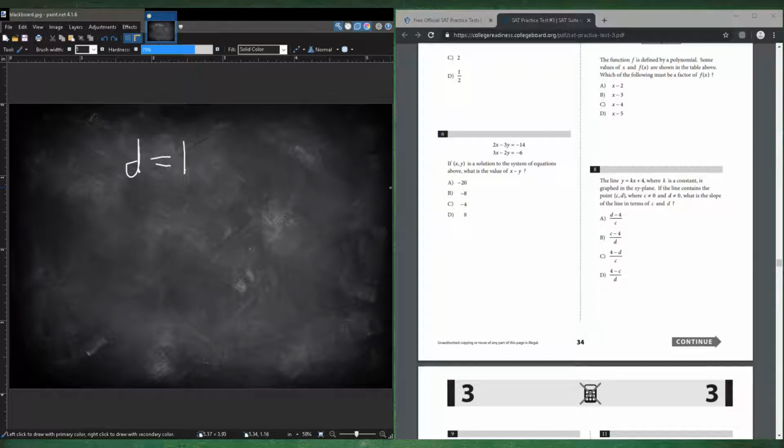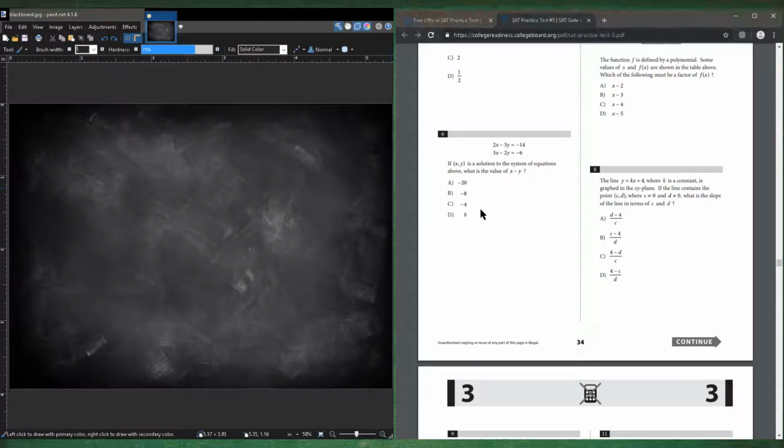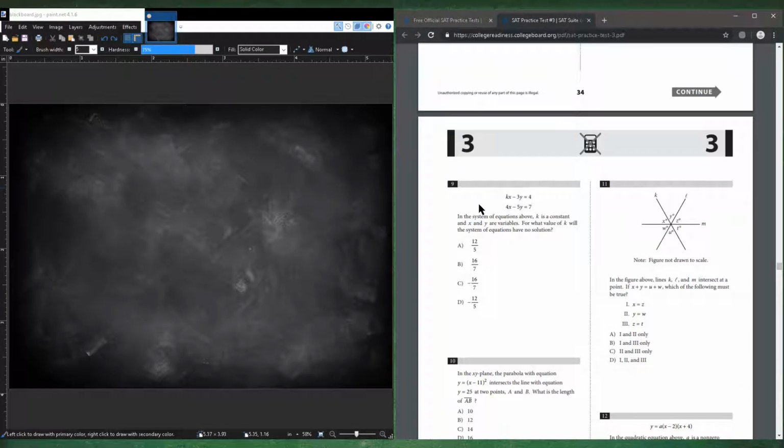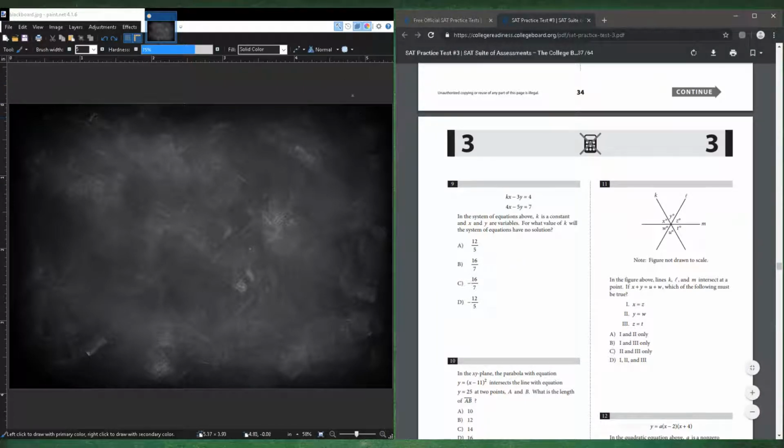Pretty basic question. Just ask you to rewrite equations. In the system of equations above, k is a constant and x and y are variables. For what value of k would the system of equations have no solution? Okay, it will have no solutions if both the constants in front of the x and y are the same, but the right side has different numbers.